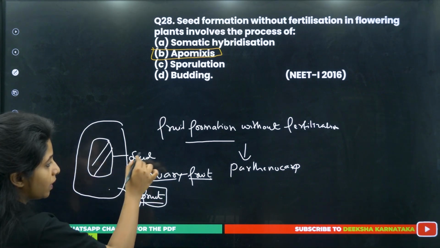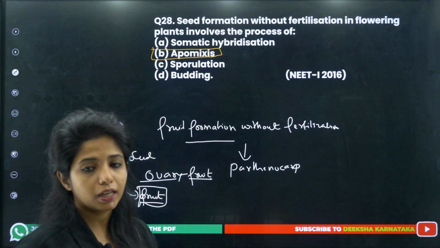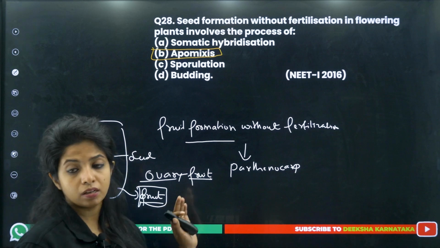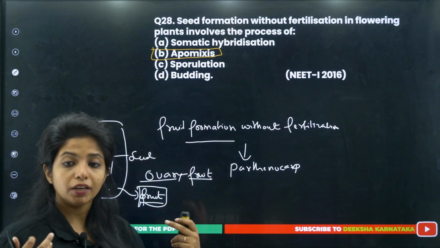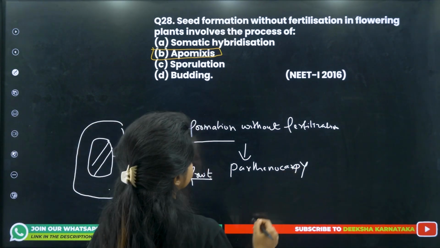So obviously, can you expect a seed inside? No seed. Banana is formed like that. We can put auxin hormone, which can induce parthenocarpy.